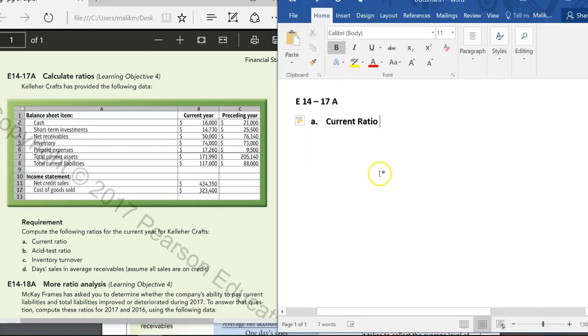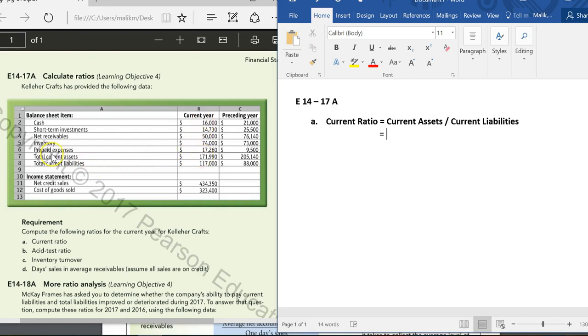So to calculate the current ratio, the formula you need to know is that current ratio is equal to current assets over current liabilities. Once you know this formula, you can just go to your problem and plug in the numbers. It's actually given here, so you don't need to write down all the numbers, but for some problems it may not be given. In that case you need to calculate it.